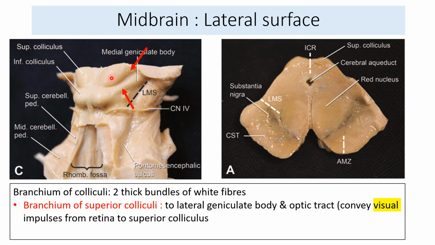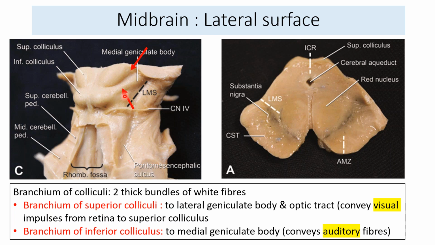Now below this, there is another arrow. This is denoting the inferior brachium of the inferior colliculus. This is connecting the inferior colliculus with the medial geniculate body. This rounded structure is the medial geniculate body, and this is conveying the auditory impulses.